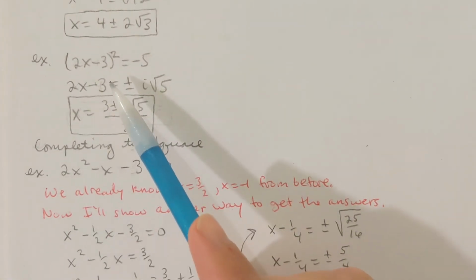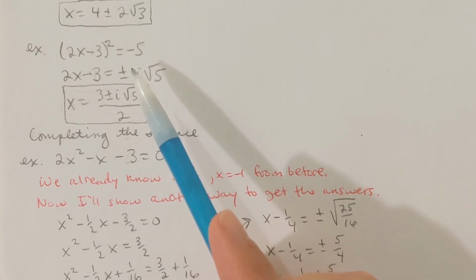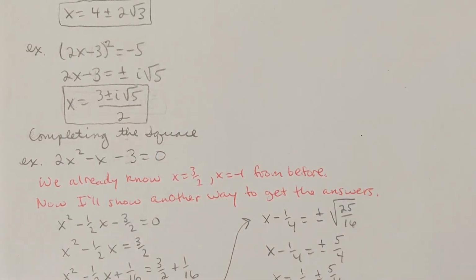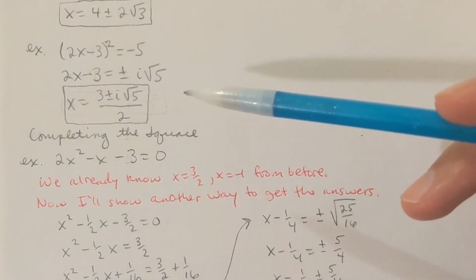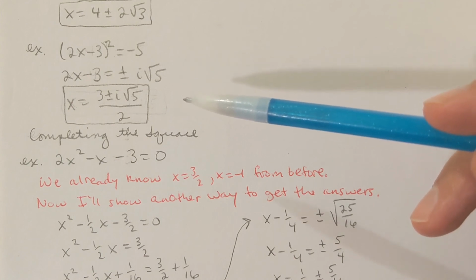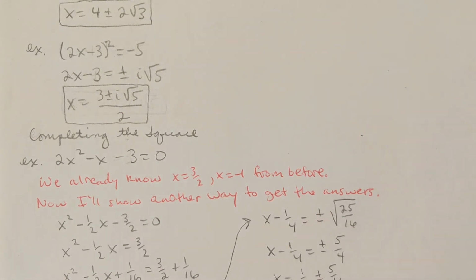The next one, 2x minus 3 squared equals negative 5. If we take the square root of both sides, 2x minus 3 equals plus or minus the square root of negative 5. The square root of negative 5 would be i root 5. Okay, and so if I add 3 and then divide by 2, x is equal to 3 plus or minus i root 5 all over 2. And again, leave those in exact form for me.